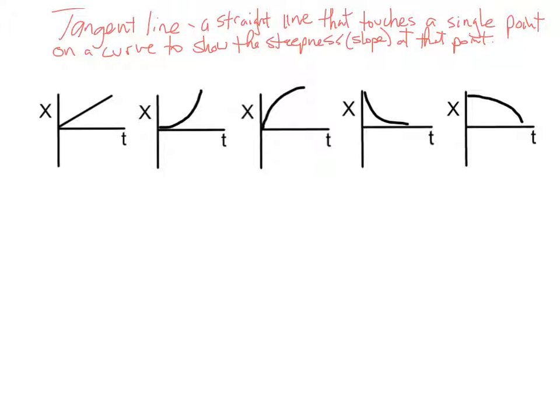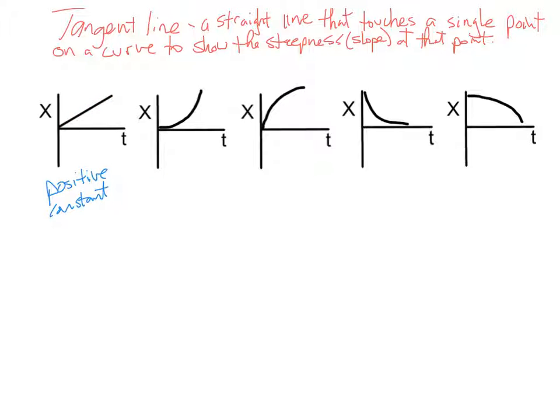So if we look at the first one here, this looks like the same kind of graph we've been having, like the tumble buggy constant velocity motion. So how are we going to describe that slope? Well, it looks like it's positive because it's sloped upward, and it's constant, meaning the slope's not changing. It has a steady steepness the whole way.